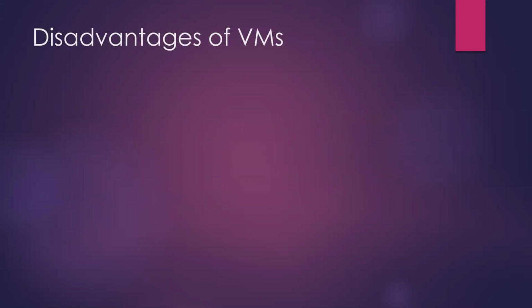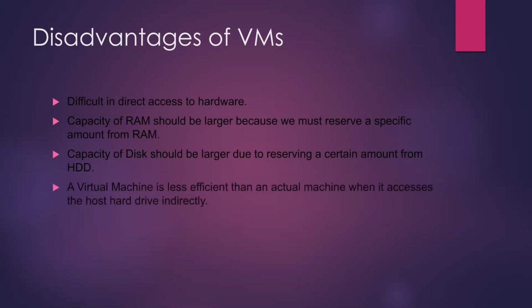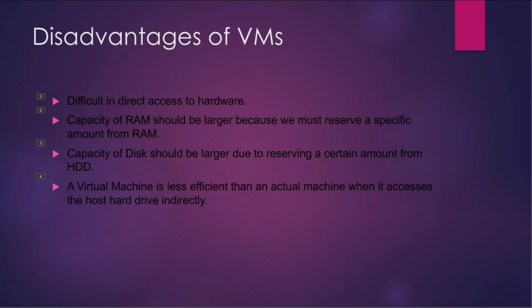And there are a few disadvantages of virtual machines too. They have difficult indirect access to hardware, and the capacity of RAM should be larger because we must reserve a specific amount of RAM for the virtual machine to operate. And also, just like the RAM, we have to reserve a certain amount of hard disk space for the virtual machine. And also, virtual machines are less efficient than an actual machine when they access the host hard drive indirectly.